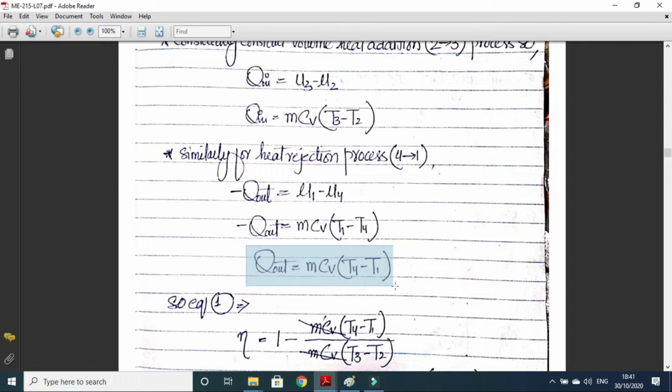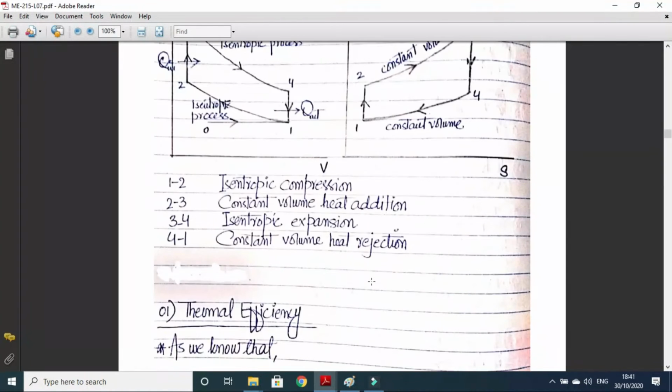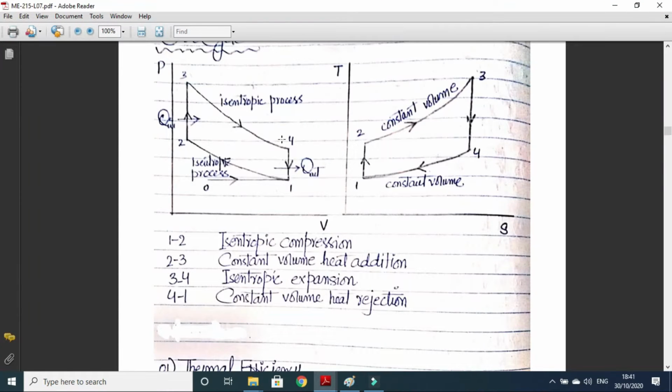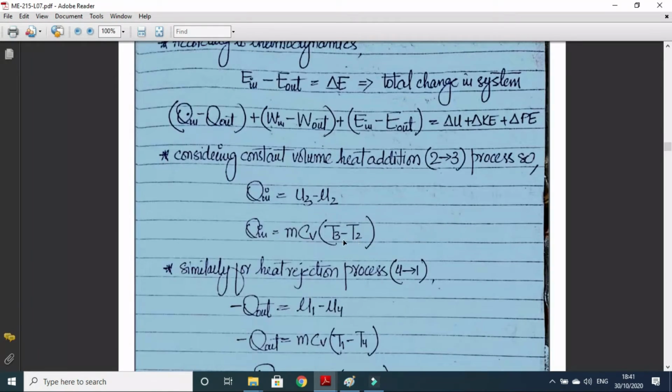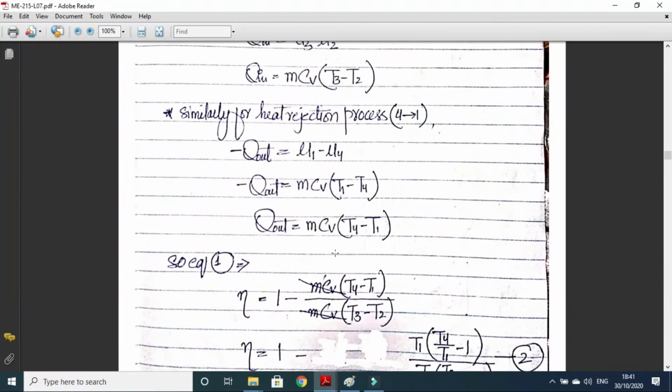So it will give you a positive value for the Q out, because T4 will be greater than T1. Before the heat rejection, the temperature at point 4 will be higher than the temperature at point 1. So T4 minus T1 will give you a positive value. Similarly, T3 minus T2: T3 will be higher than T2 because after the heat addition the temperature will increase. So T3 minus T2 will also give you a positive value for the Q in, and T4 minus T1 will give you a positive value for Q out.